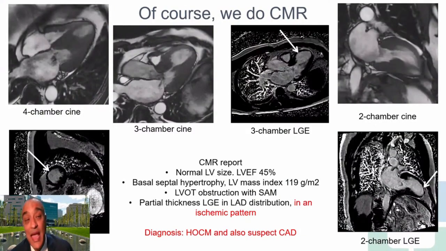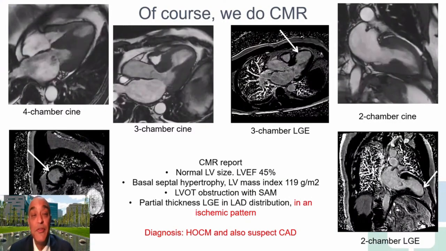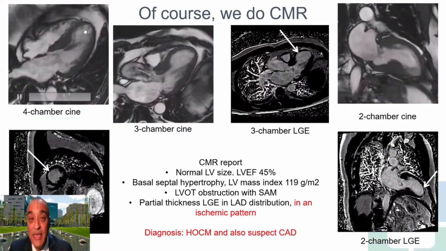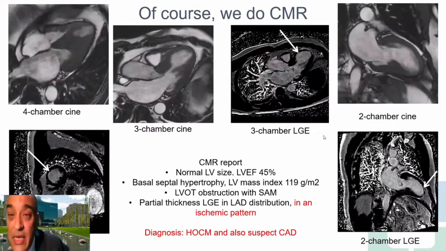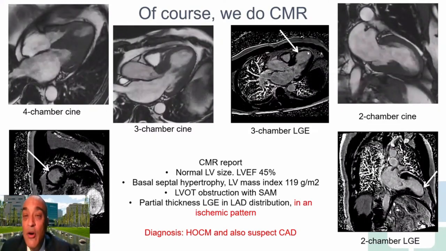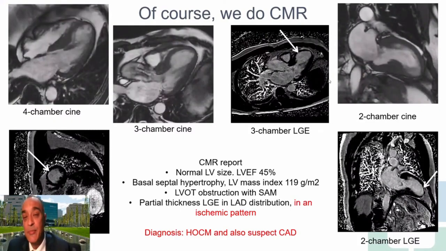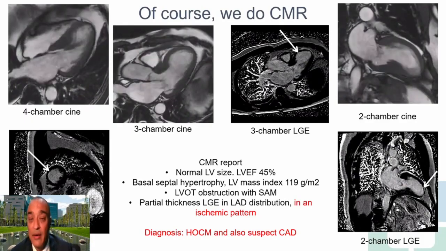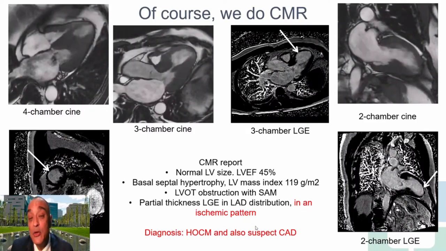CMR, obviously we did that, which confirms basal septal hypertrophy, but also, as you can see, thinning out of the distal LV septum on 4-chamber and 2-chamber view. 3-chamber LGE demonstrated a thin rim of myocardial delayed hyperenhancement. This was not in a standard non-ischemic cardiomyopathy pattern, but more in an ischemic pattern, suggesting that the person may have two things going on. So our diagnosis on CMR was that this person most likely has HOCM with suspected CAD.